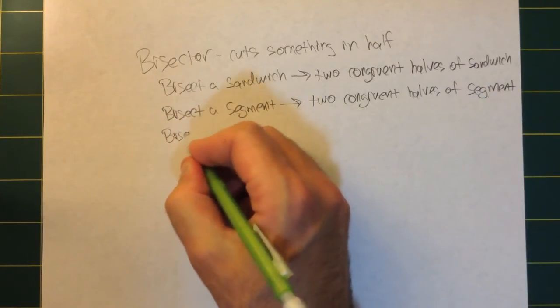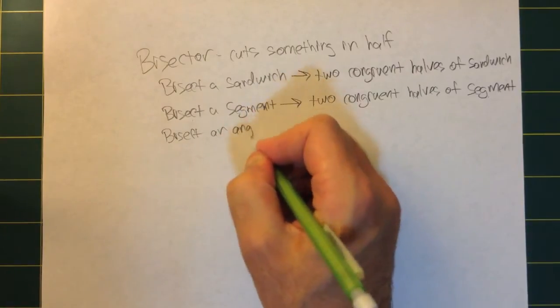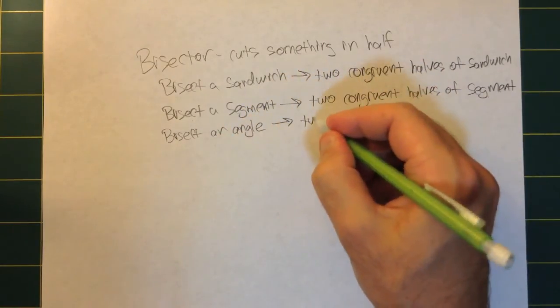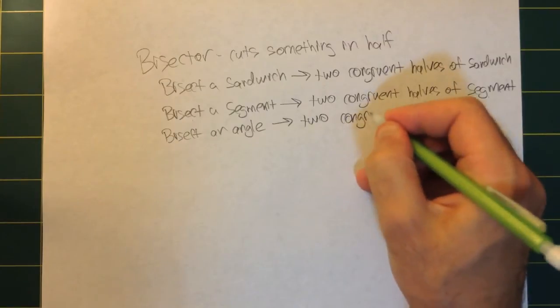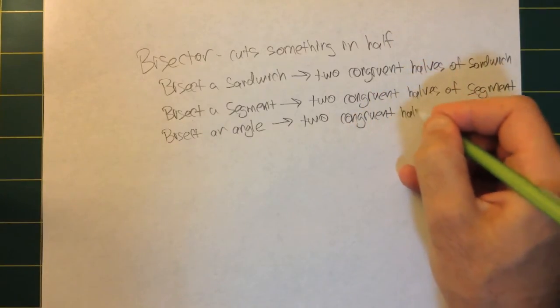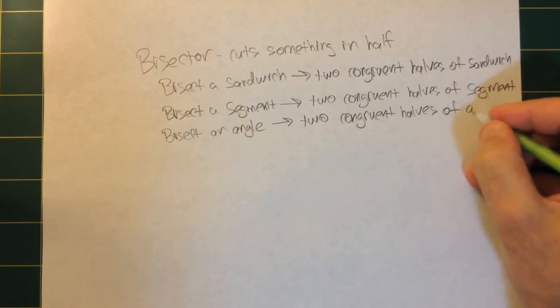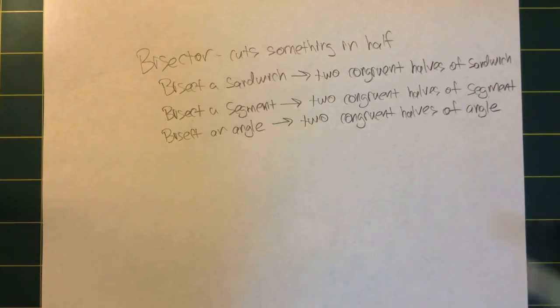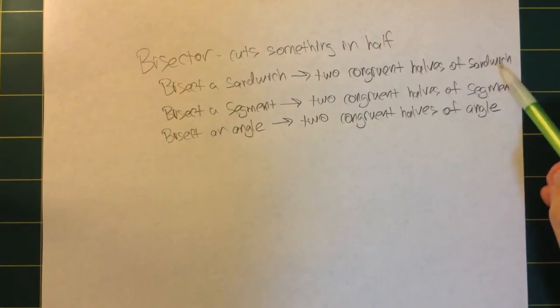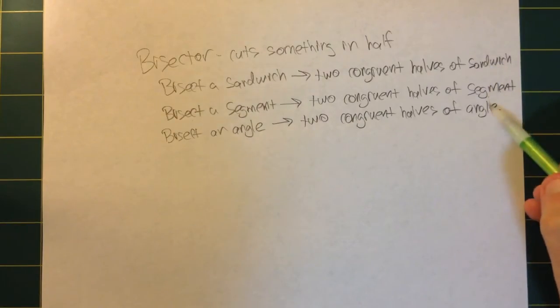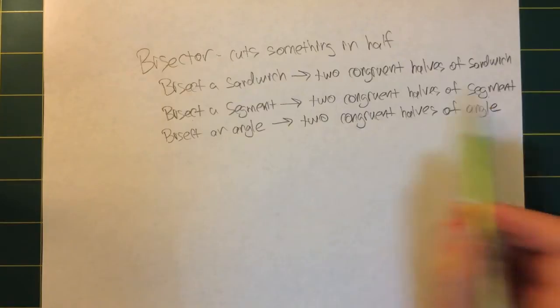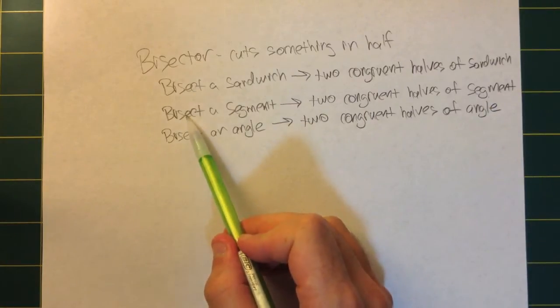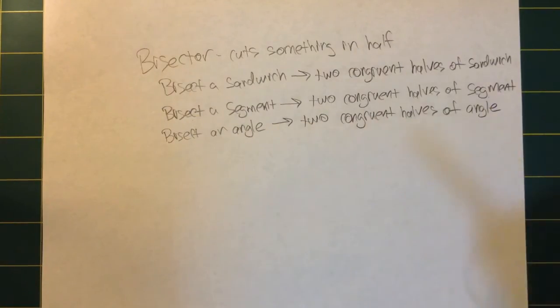If you bisect an angle, two congruent halves of an angle are formed. Do not mix these up. Of course, you are not going to mix up sandwich with segment and angle, but it can be tricky for people when they think about bisecting something to keep in mind what is getting bisected. Like they hear the word bisect and they say cut in half and they just say everything's getting cut in half. But you have to be more specific than that or think more specifically than that.